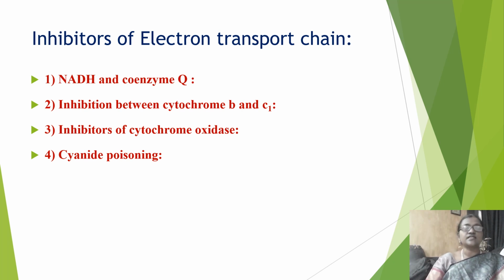So we have a series of inhibitors that are operating along the electron transport chain, and the key points where these inhibitors operate are mentioned here. You have the NADH and coenzyme Q. At this point the inhibitors can operate, or inhibition of electron transfer from cytochrome b and c1, or even the inhibitors that operate at cytochrome oxidase, and then even cyanide poisoning is one of the reasons wherein electron transport chain is inhibited.